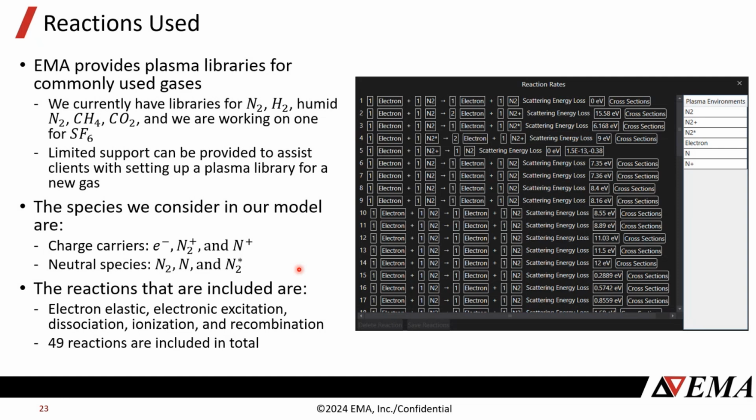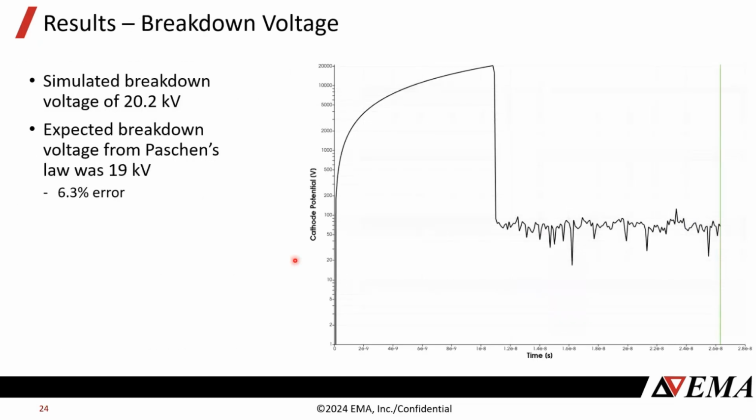For the reactions that are included, there's 49 in total, and it includes the electronic excitation. So this is electrons hitting neutrals and exciting them, dissociation, ionization, and recombination. And so here are the results that we get. And so these are actually what we saw earlier.